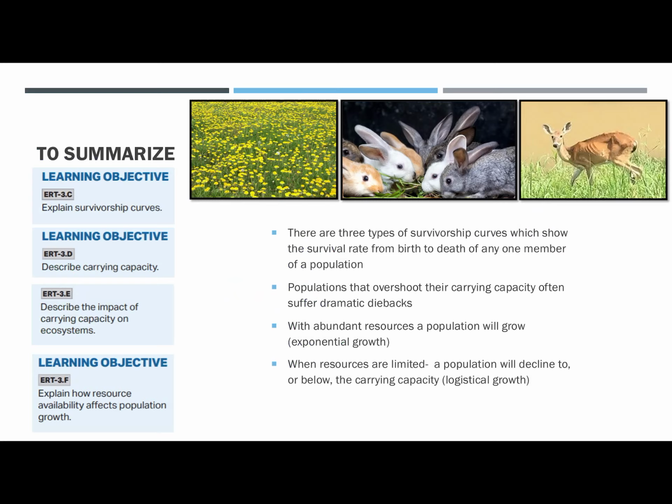So to summarize, there are 3 types of survivorship curves which show the survival rate from birth to death of any one member. Populations that overshoot their carrying capacity suffer dramatic diebacks. When resources are abundant, a population will grow, and that's our exponential growth. And when resources are limited, a population will decline to or below carrying capacity, and that's this logistic growth. So we call these J curves and S curves.